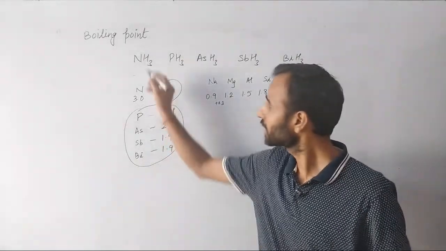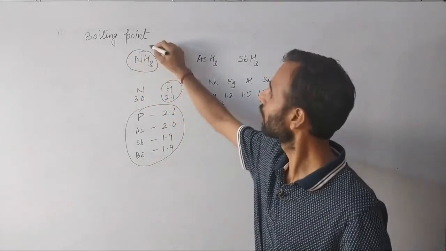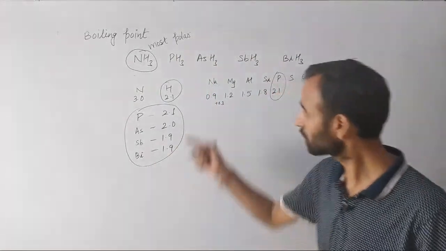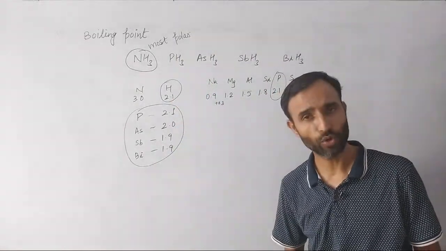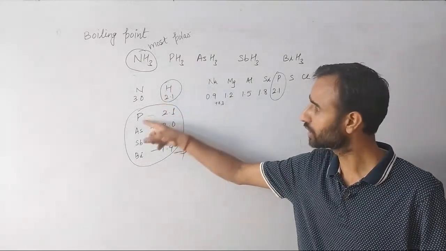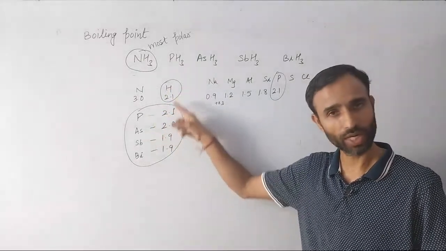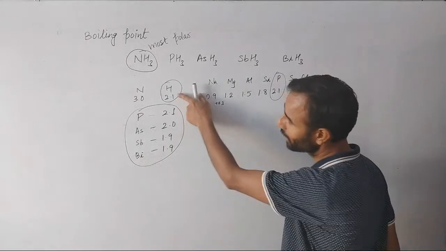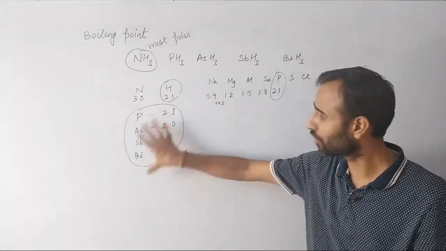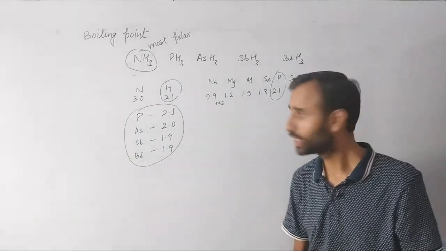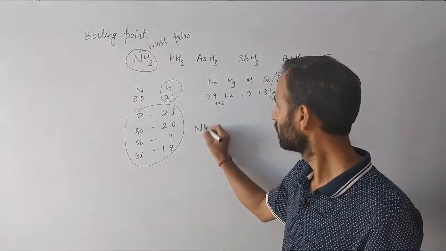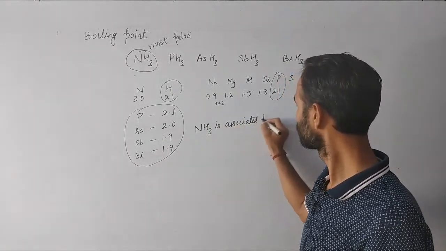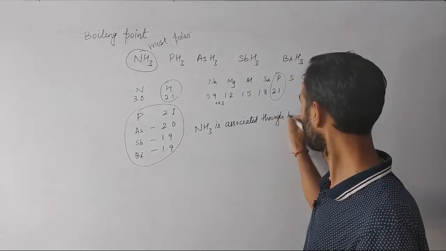So NH3 is most polar, but the rest of the bonds seem to be non-polar, because phosphorus and hydrogen both have 2.1 electronegativity, very close to it. 2.0 is very close to 2.1. 1.9 is also very close to 2.1, meaning they are almost non-polar bonds. That's why NH3 is associated through hydrogen bonds.